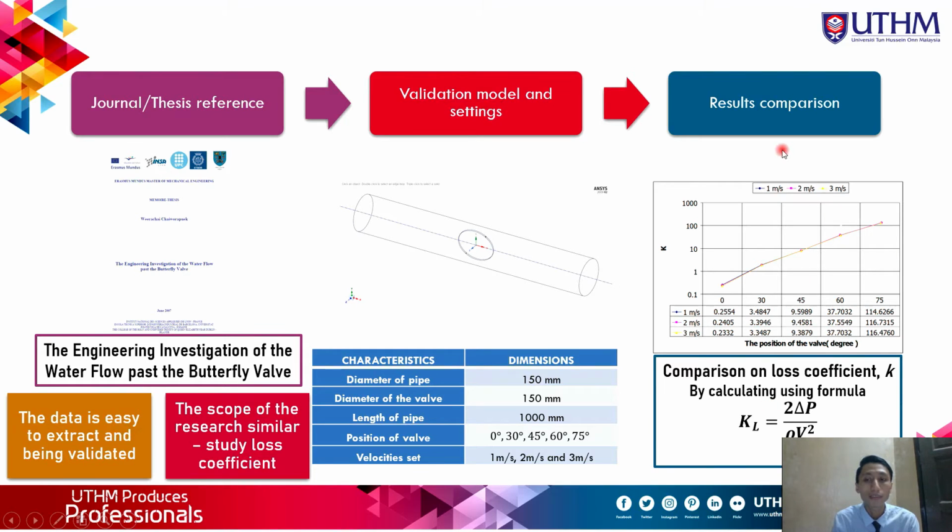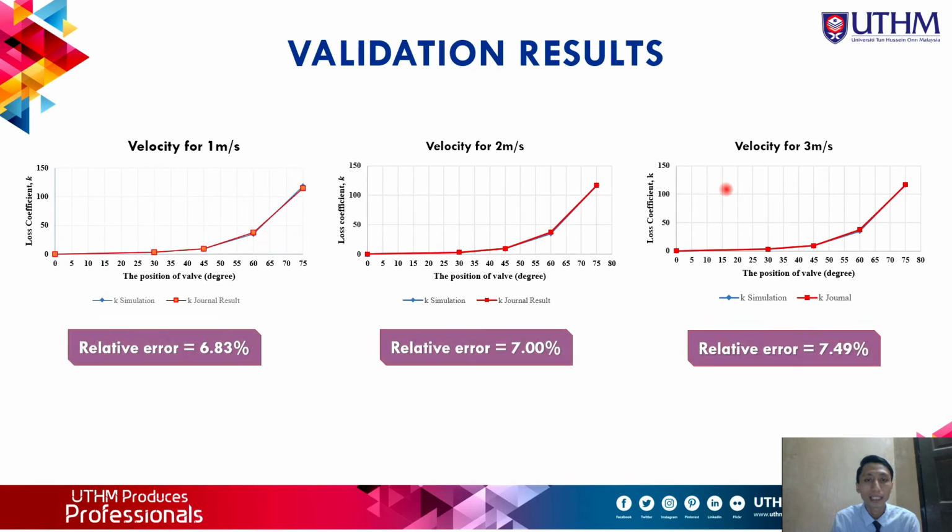So here is the graph which we want to validate. By that graph, we have 3 different graphs here, which compare the simulation and the journal results. The relative error should be below 10%, and for these 3 validation results for different velocities, we get all the relative errors below 10%.